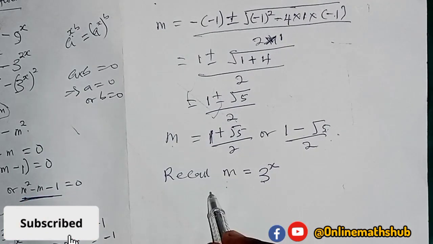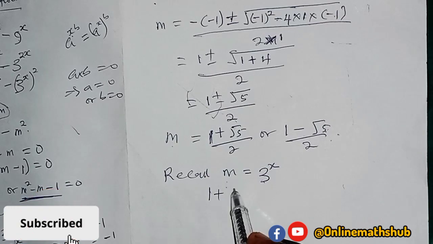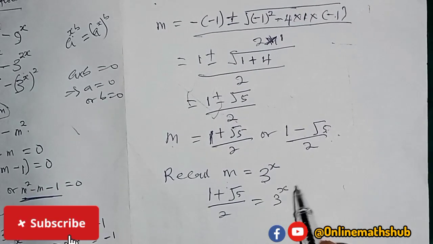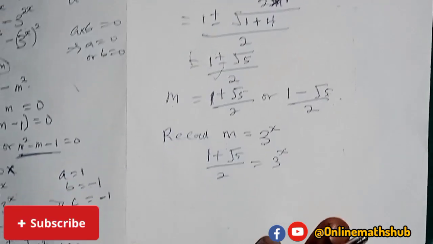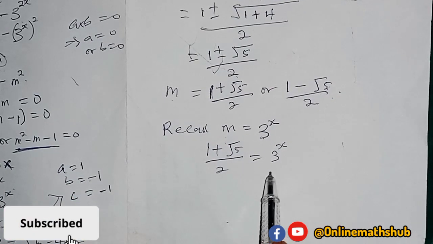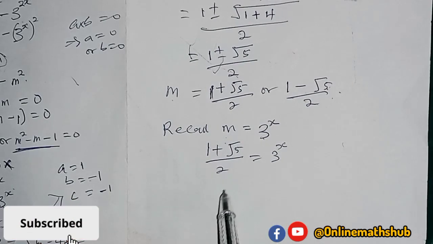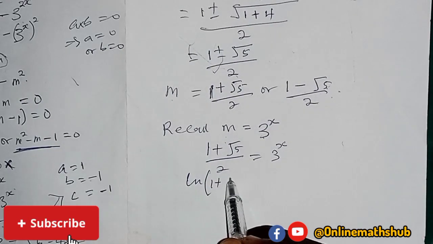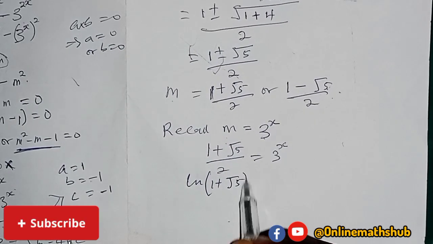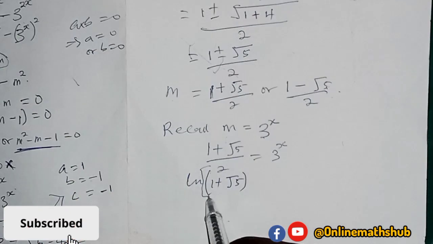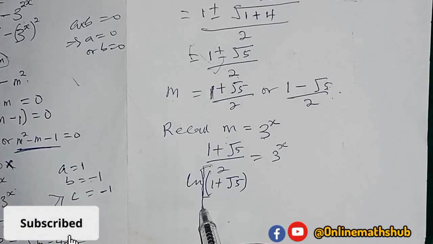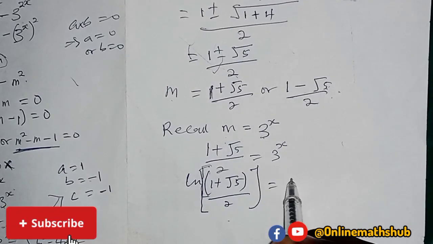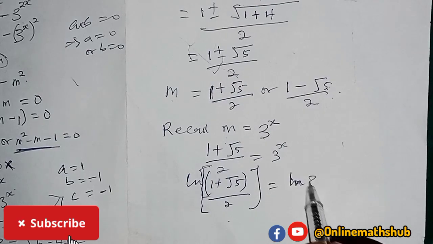Okay, so our m, 1 plus root 5 all divided by 2, is equal to 3 raised to power x. Now what we are going to be doing right here is we want to take the log of both sides. So we want to take the natural log, so we say ln of 1 plus root 5, and of course this is put in a big bracket, all divided by 2, is equal to ln of 3 raised to power x.